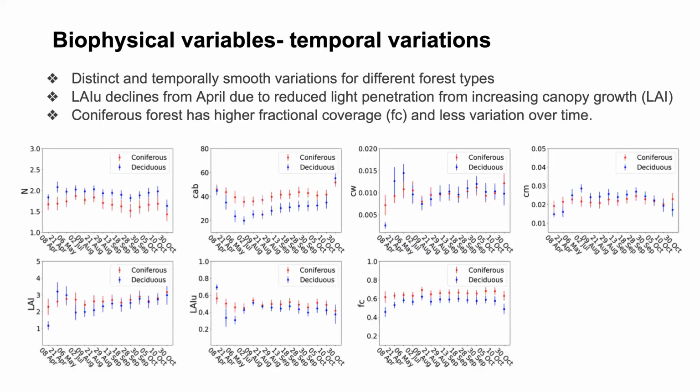We also further evaluated the temporal variations of the variables learned by our model. And we found that our model is able to learn distinct and temporally smooth variations for different forest types. So again, if we look into LAIU and LAI, we find that from April, the LAI starts to increase, meaning the plant growth at the canopy level starts to increase, and correspondingly, the plant growth at the understory level starts to decrease from April. Also, if we look into the fractional coverage, the last subplot, which means the total area of the tree crowns in a unit hectare, the coniferous forest has higher fractional coverage and less variation over time.